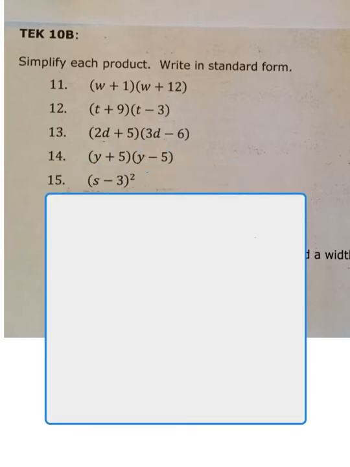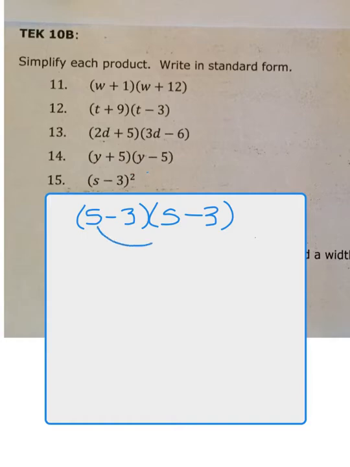Number 15, s minus 3 squared. So this is a little different than the ones I've done up till now, in that it's not a binomial times a binomial. The way the problem's given to me, it's s minus 3 squared. So I just need to remember that anytime I square something, it's that times itself. So s minus 3 times s minus 3. Now that looks familiar, and so now I can go ahead and do FOIL.